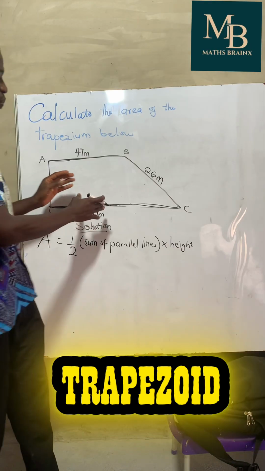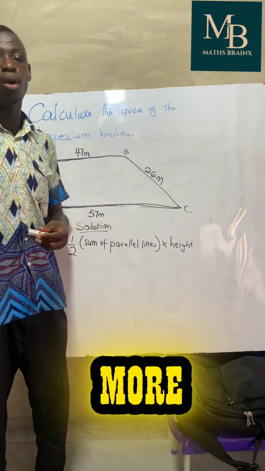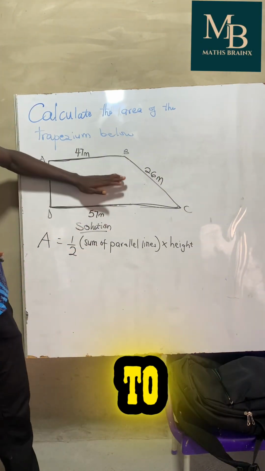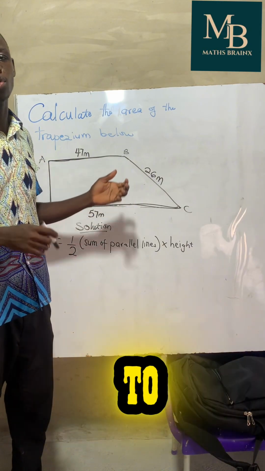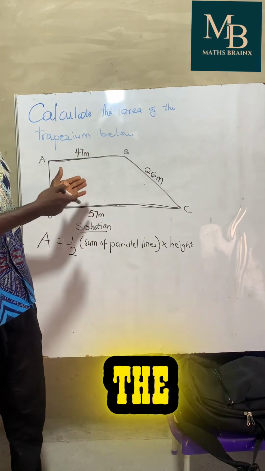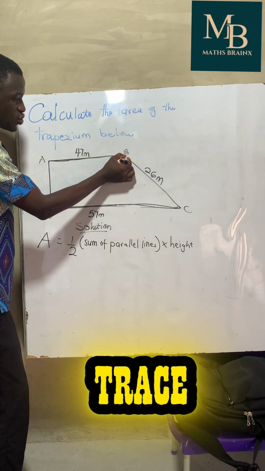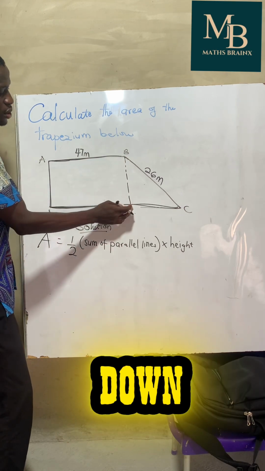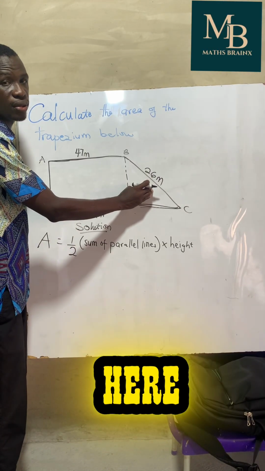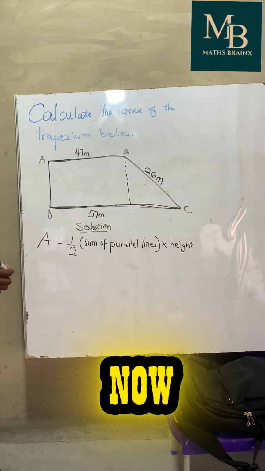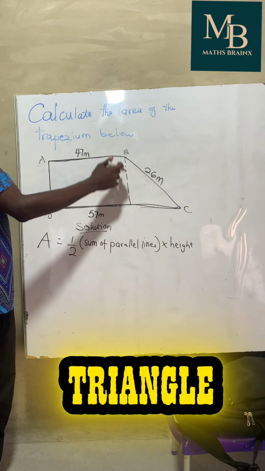Alright. And a trapezium is actually a compound shape. That means it contains two or more simple shapes. I'm going to break the trapezium down to get the simple shapes in it. You can see that we can trace B down into the line BC. So we can form a rectangle here and a triangle over here. Now, we're going to use this triangle to help us find the height of the trapezium.